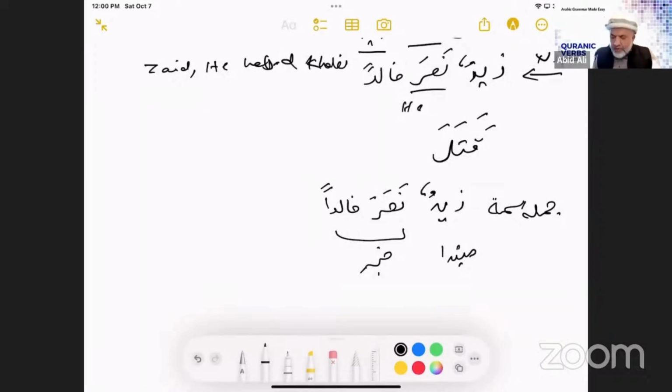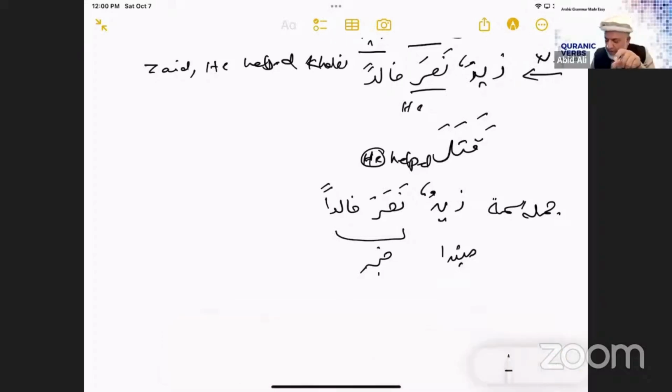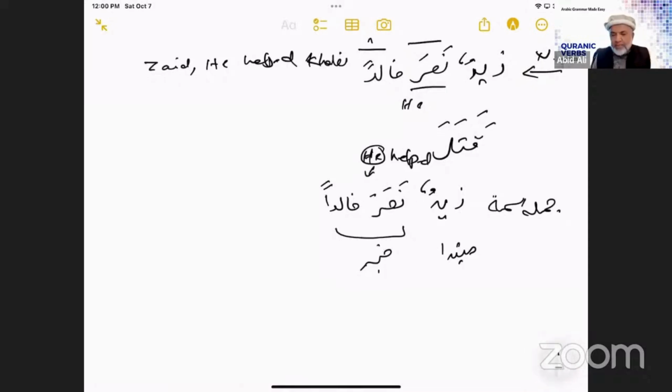So over here, what is the translation of Nasara? He helped. Yes? So what is the file here? He. Is it inside or outside? Inside. No. Can you say Zaid? Can you say in this sentence Zaid is the file? Yes. Yeah. But he's not the file. He's a subject. Zaid is not the file, because the file is he, the inside file. Okay. So that's why I wrote Zaid, he helped Khalid.